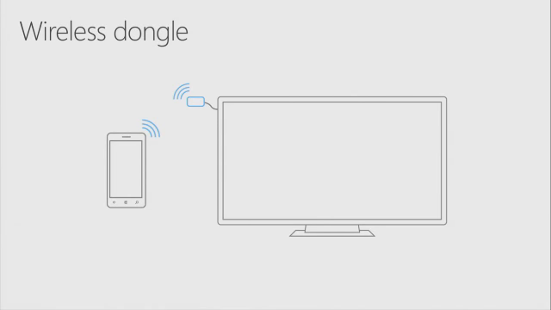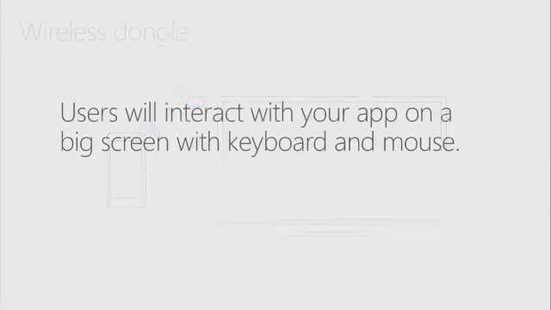And the big benefit of this is flexibility. You can take your phone and power any screen on the go and navigate it with our application. So I think the most important thing for you as a developer to remember is that users will interact with your Windows apps on big screens with a keyboard and mouse powered by a phone.